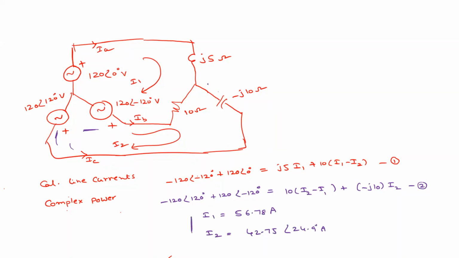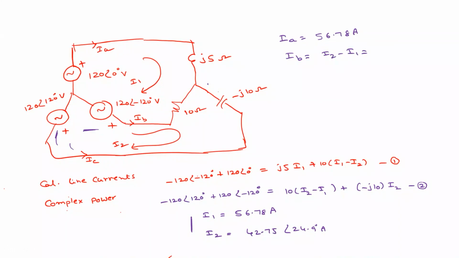So are these the line currents? These are not the line currents, right? Exactly. So how do we calculate the line currents? Sir, line current IA is equal to I1, so both are the same, which is 56.78 amperes. So what is IB? I2 minus I1. So tell me, what is I2 minus I1?